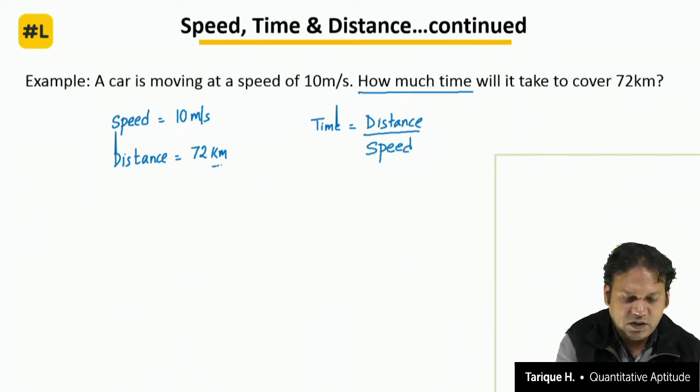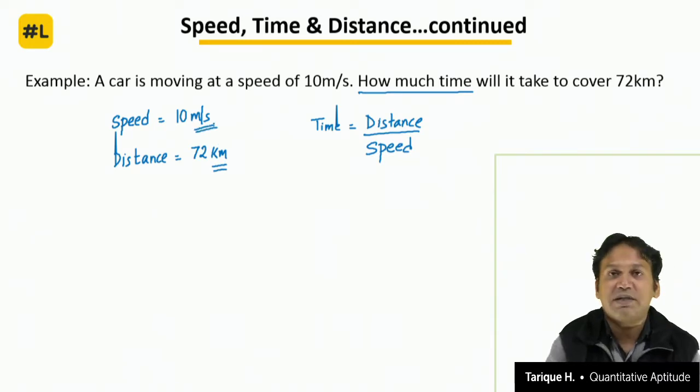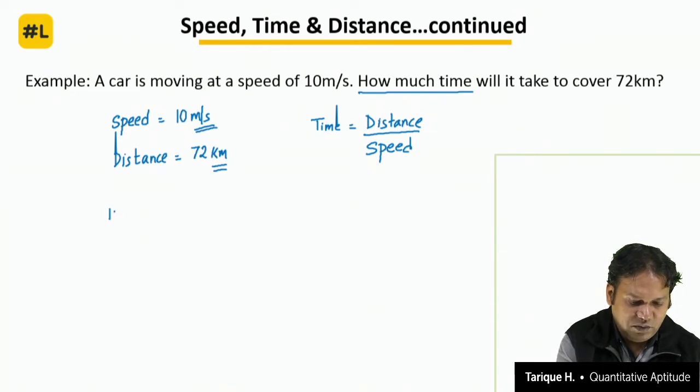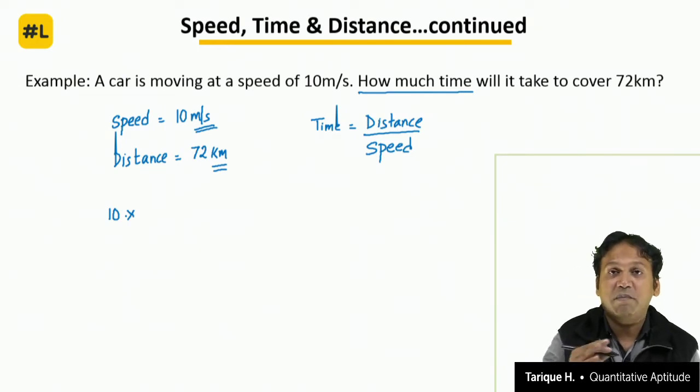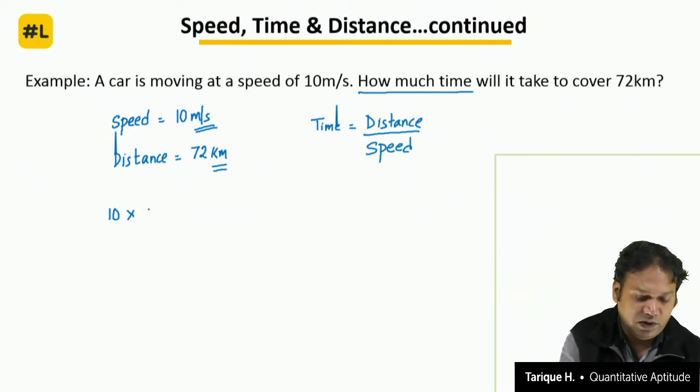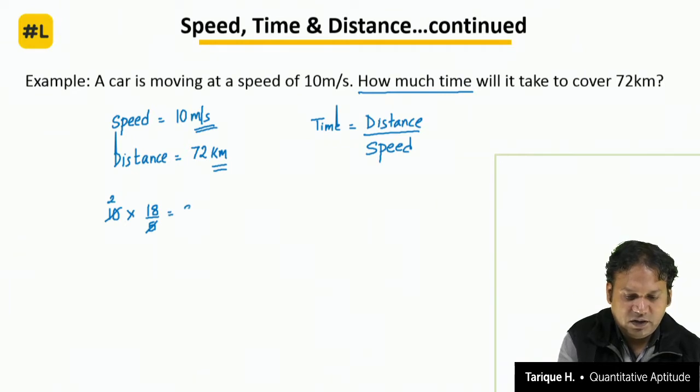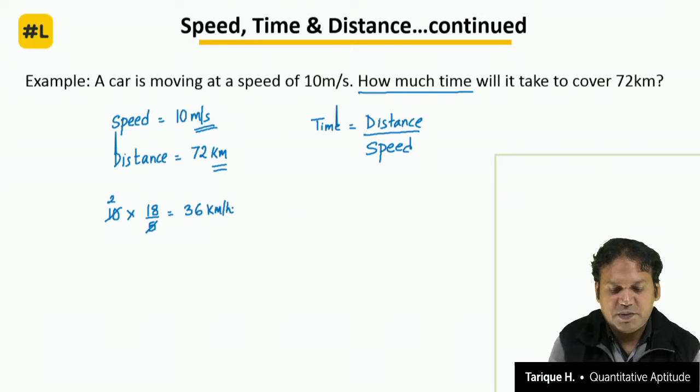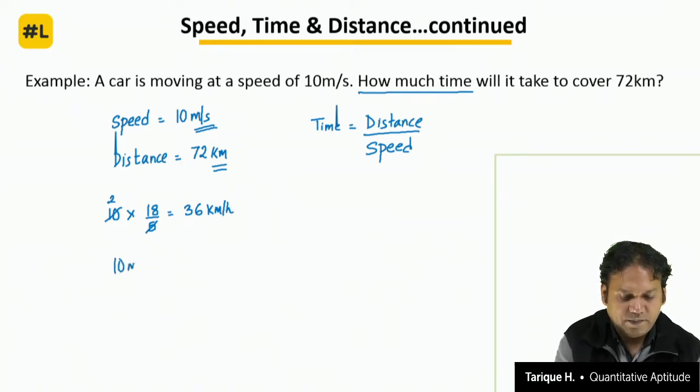Now here distance is in kilometers, whereas speed is in meters per second. The units don't match. So what we do? We convert speed into kilometers per hour by multiplying 10 meters per second. When you have to convert from meters per second to kilometers per hour, you multiply with 18 by 5. So if we cancel this, you get here 36 kilometers per hour. So that means 10 meters per second is same as the speed that we say 36 kilometers per hour.